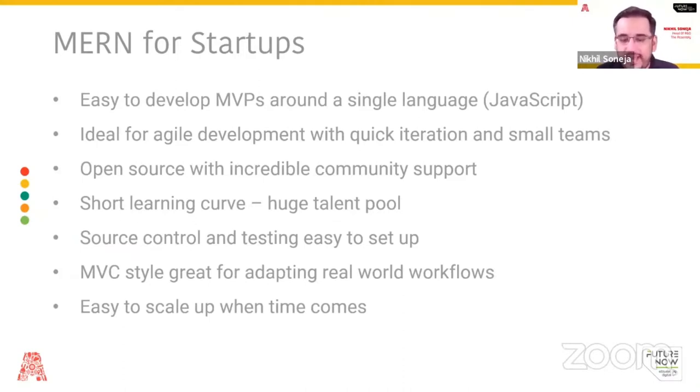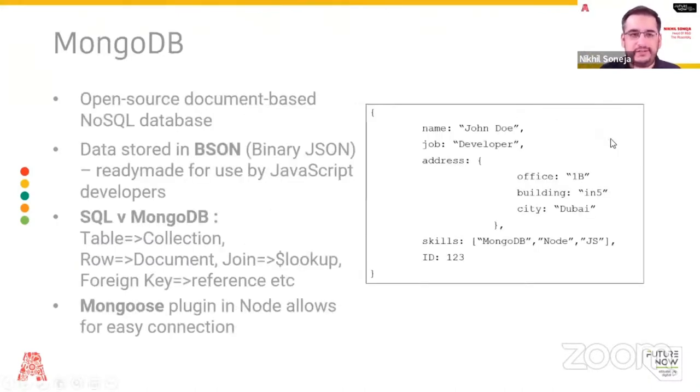The MVC style, which is the model view controller style, is great for adapting real-world workflows and working in a structured way. Even though you are building within a JavaScript code base, you could do the models, and we will be using models and views as well. The views essentially are your client side, what you're doing with React. And it's easy to scale up when the time comes. When you've got your prototype and you have to build up, you don't have to jettison what you've already built. You can still use everything that you've got and just build it up a little bit more. So that is about MERN in general.